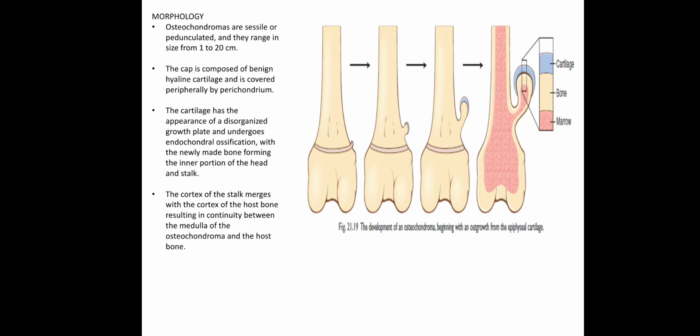Okay. The cortex of the stalk merge with the cortex of the host bone، يعني كل layers of this tumor هي تلتصق بالlayers of the bone اللي هي originated from it. فالcortex of the tumor merge with the host bone, the cortex of the host bone resulting in continuity، أكو استمرارية ما بين الميدولا of the osteochondroma and the host bone. Center أو الميدولا of the tumor with the medulla of the bone كما واضح بالرسم.